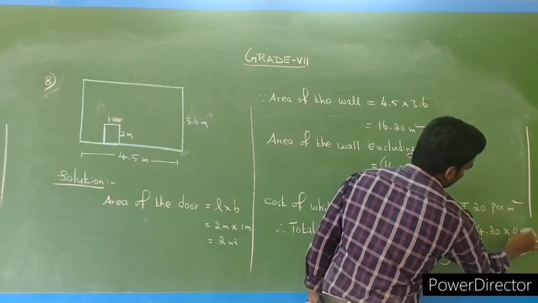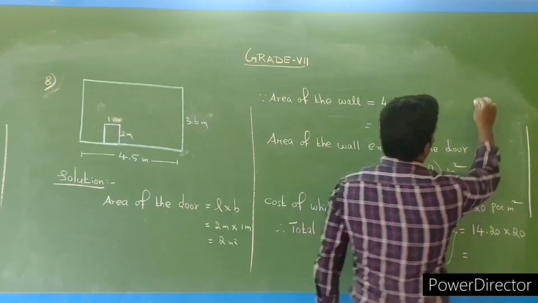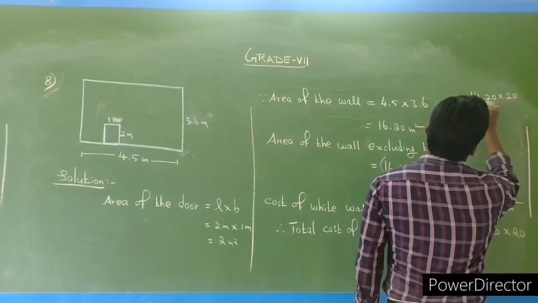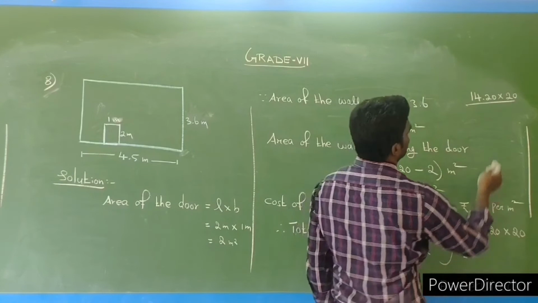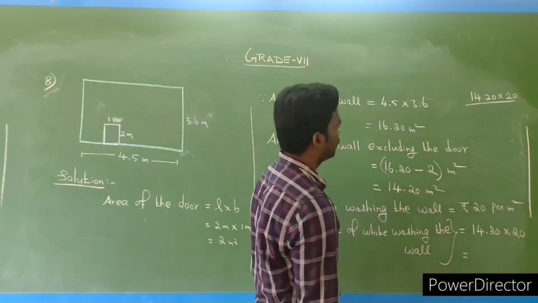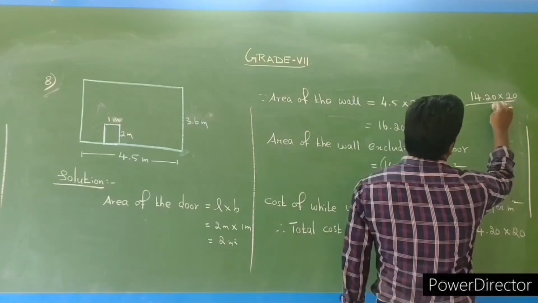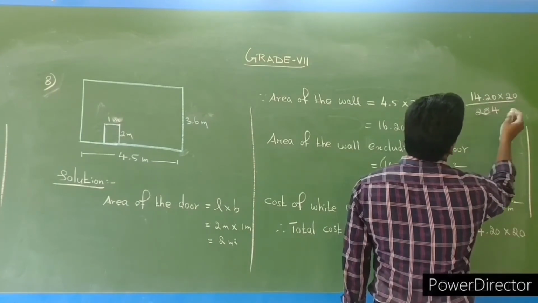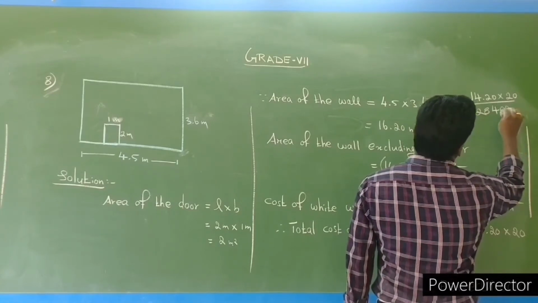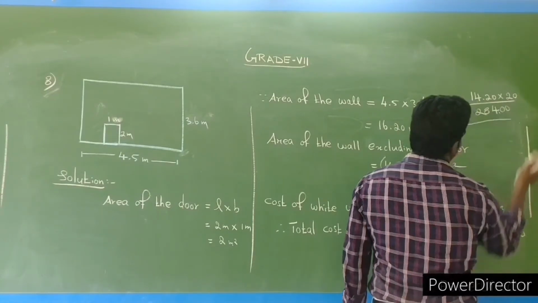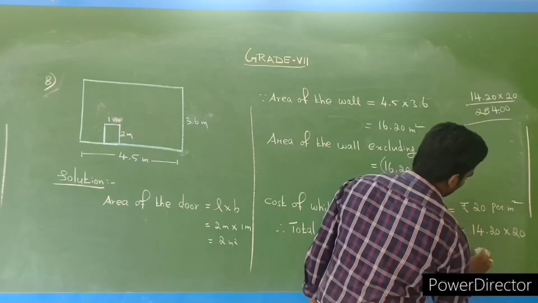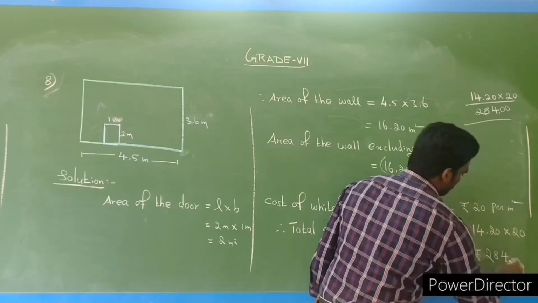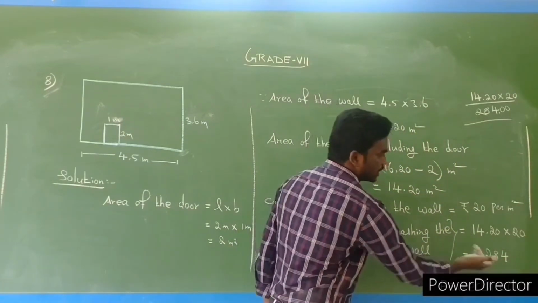14.20 into 20 is equal to, what is the value is given? 14.20 multiplied by 20. So here 2 2s are 4, next 4 2s are 8 and 1 2s are 2. So we can add this 0 also. So rupees 284. So total cost of whitewashing the wall is equal to rupees 284.